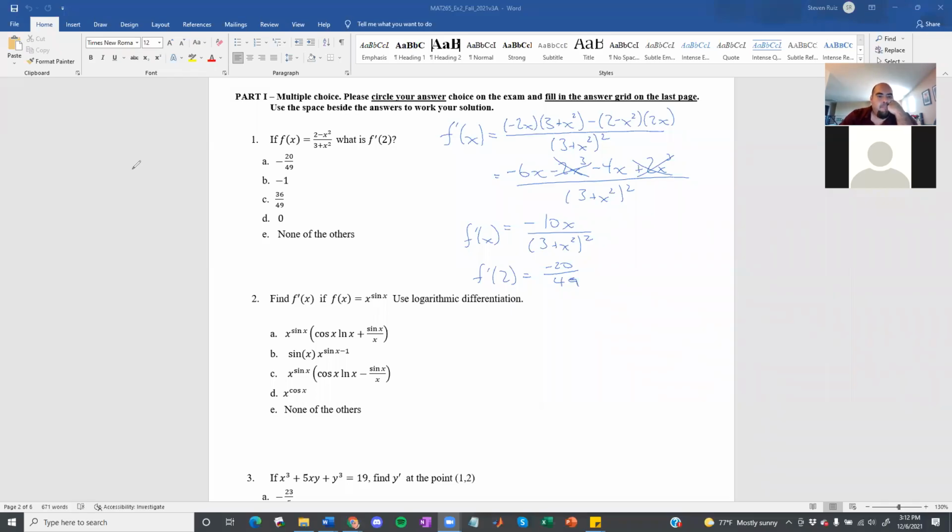That one was easy, so no big deal. And then for this one down here, we did number one and number two using logarithmic differentiation.